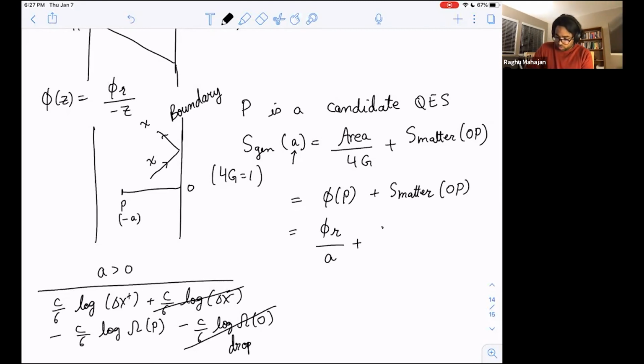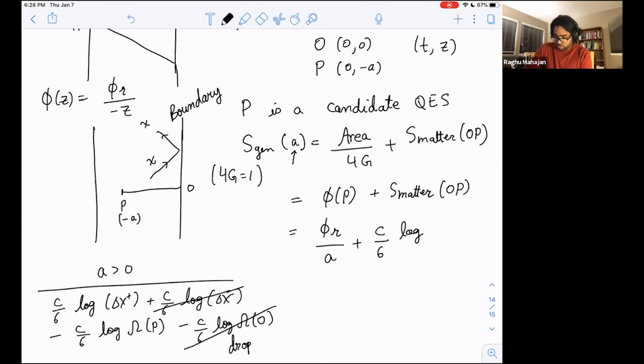Okay, so let's write the remaining two terms. So we have c/6 log of, what's delta x plus? The point O has coordinates 0, 0. The point P has coordinates 0, -a. I'm writing P and then Z.